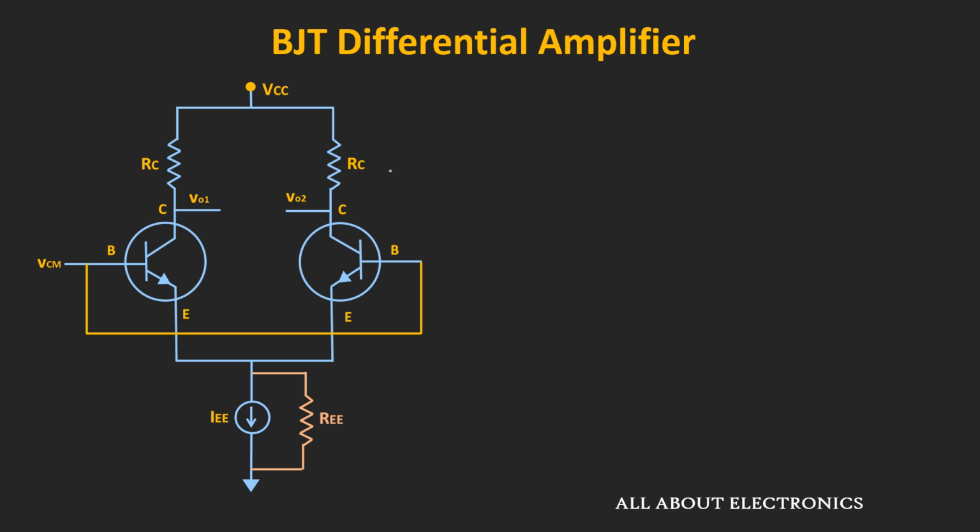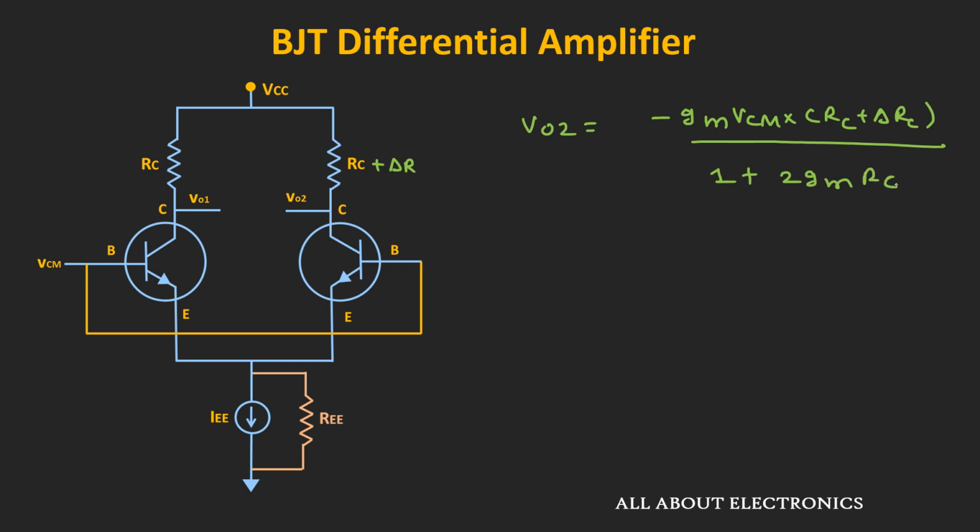So let's say for this transistor Q2, the collector resistor is equal to RC plus delta R. Because of that, if we see the common mode output voltage, that is VO2, then it will be equal to minus GM times VCM times RC plus delta RC divided by 1 plus 2 GM times RE. So here, this output voltage VO2 is due to the change in the voltage VCM.